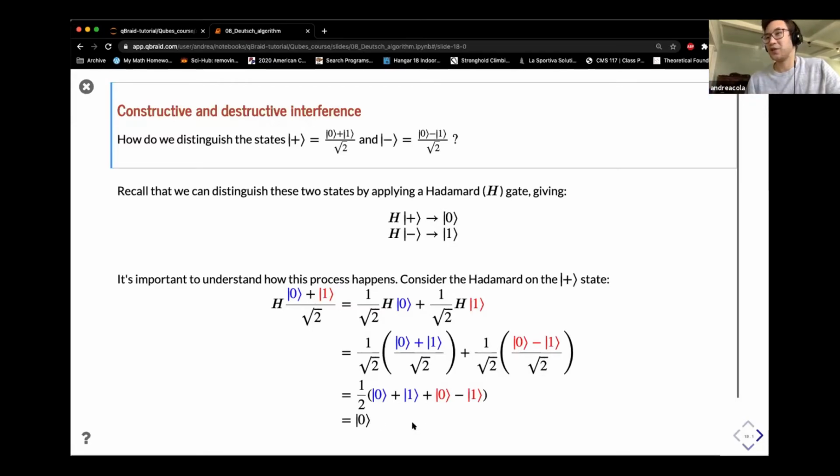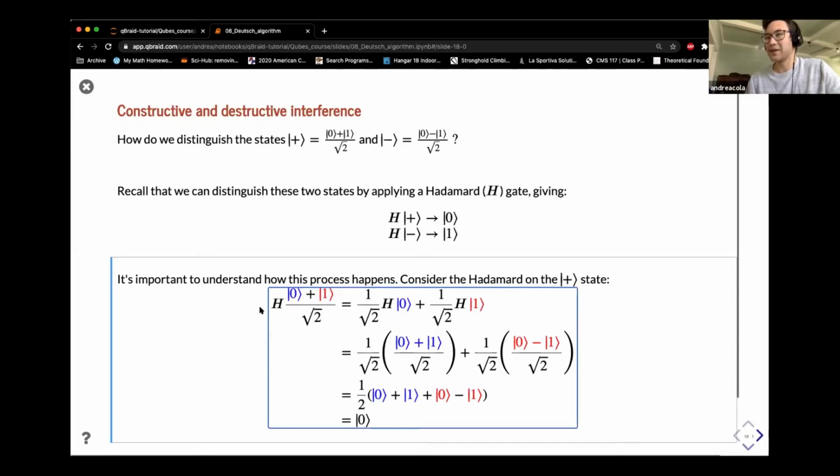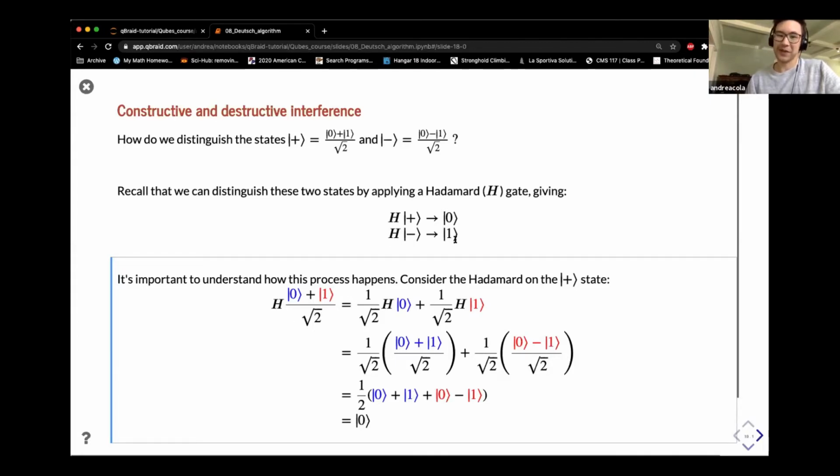Due to the relative phase being a plus instead of a minus, if I instead start with ket minus instead of ket plus, you will see that the interference is exactly reversed, in the sense that the zeros will cancel out and the ones will survive and amplify. And so H applied to ket minus will give me ket 1.